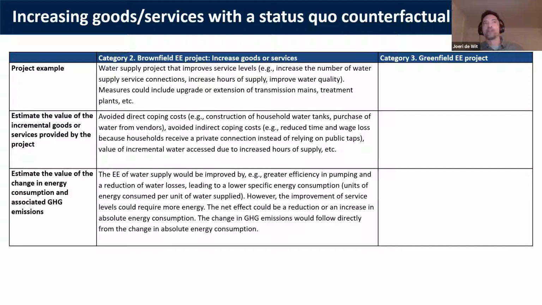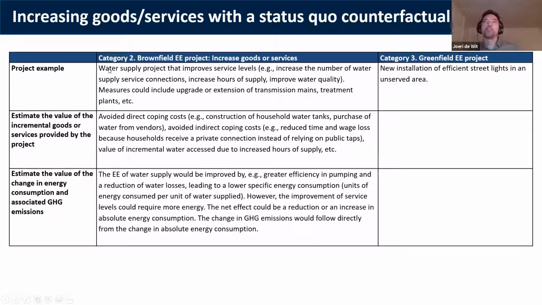Then there's the question of how does energy consumption change? So the energy efficiency of water supply would be improved by, for example, greater efficiency in pumping. So in terms of specific energy consumption, units of energy consumed per unit of water supplied increases. However, improvement of service levels could require more energy, and the net effect could be a reduction or an increase in absolute energy consumption. The change in GHG emissions would follow directly from this change.